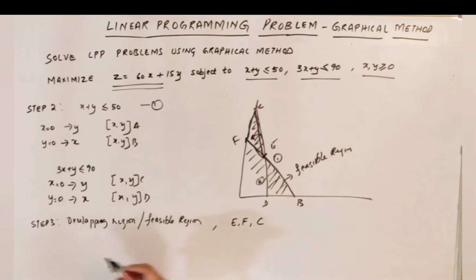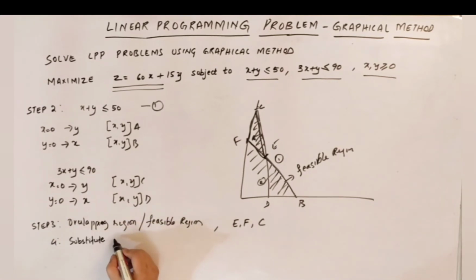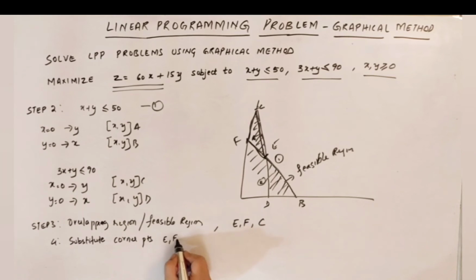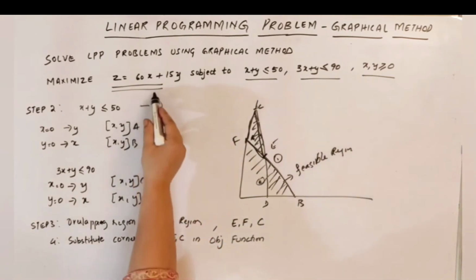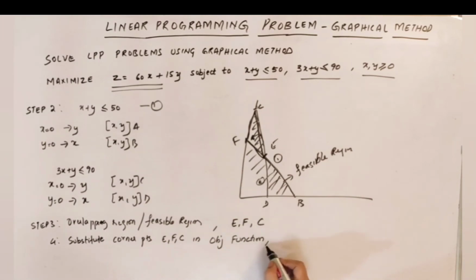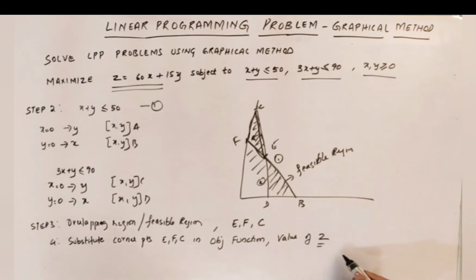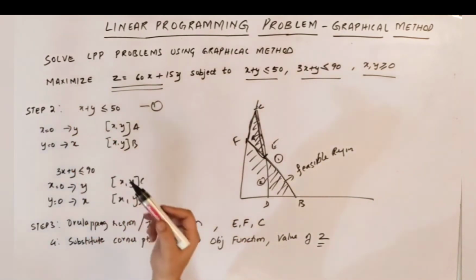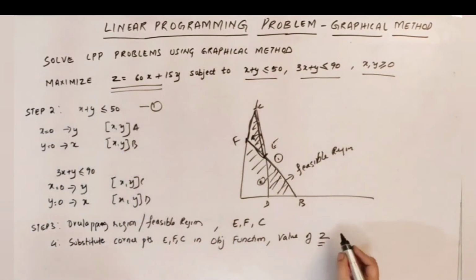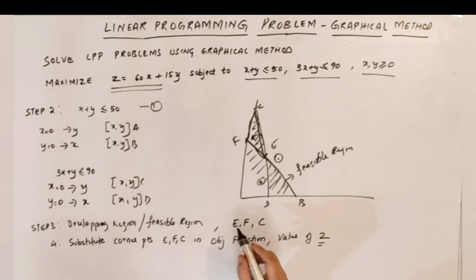And substitute. So step 4 is to substitute the corner points E, F, C in the objective function. And once you substitute, this is the objective function, you will get the values of Z. And among these values, you have to find either the maximum value or the minimum value based on the question. If they've asked us to maximize, then you have to find the greatest of the values. If it is minimize, then you have to find the least of the values, right? And that value that you get is nothing but the optimal solution.